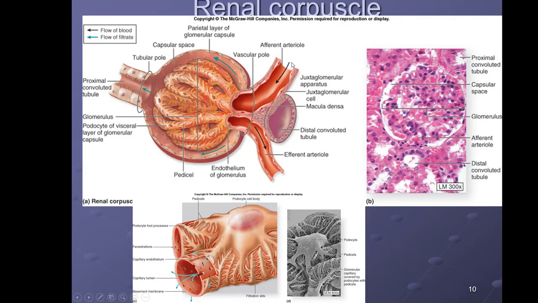So a bigger picture here. You can get a better view of the podocytes with their pedicels and filtration slits. Here's a good picture showing how the podocytes kind of wrap around the fenestrated capillaries of the glomerulus.